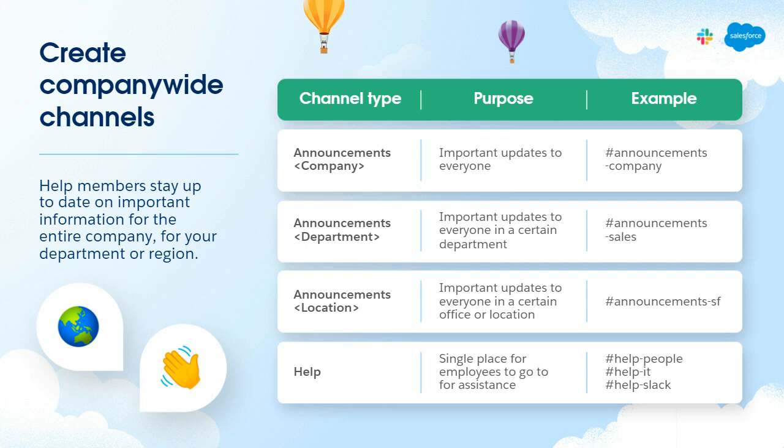Announcements department are updates for department-specific information. For example, announcements sales would include an update on the annual sales awards. Announcements locations are updates for everyone in a certain location. Very relevant for COVID updates, with different regions having different rules and guidelines. And then finally, help channels, some of the most important channels, are great for requesting support from other departments. These channels start with the prefix help.